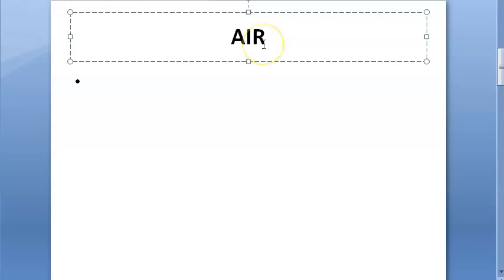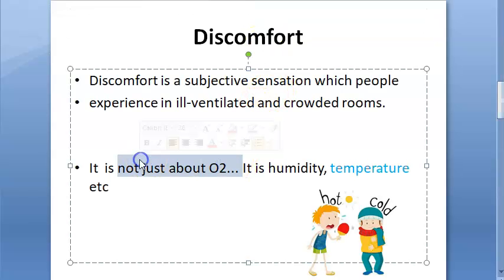So air will have oxygen, carbon dioxide. Is it enough if air has a certain amount of oxygen? Will you be happy? No. You have to have some humidity, temperatures, which is also specific, right? So that's what defines comfort.